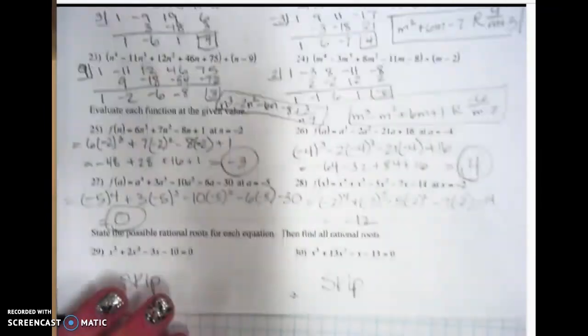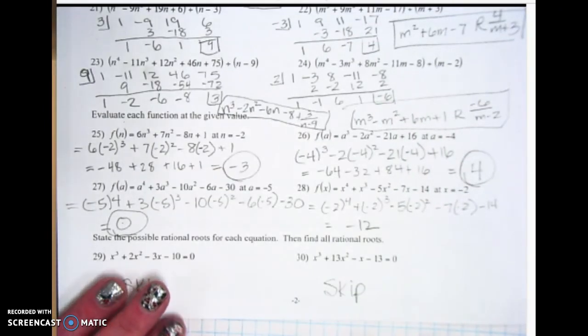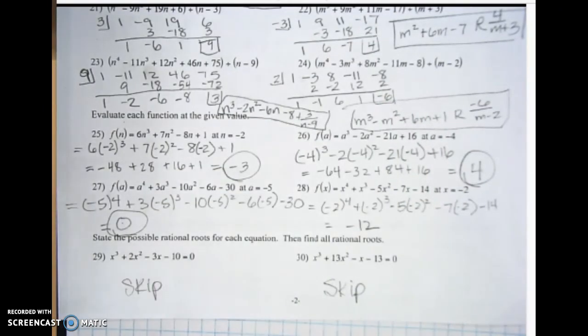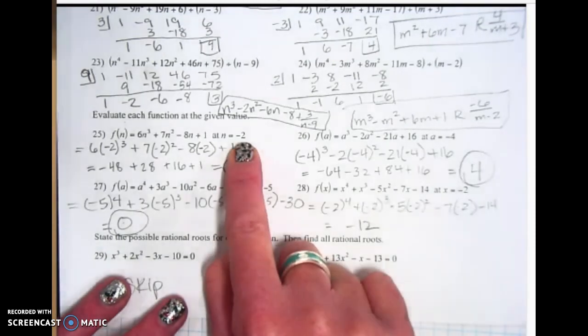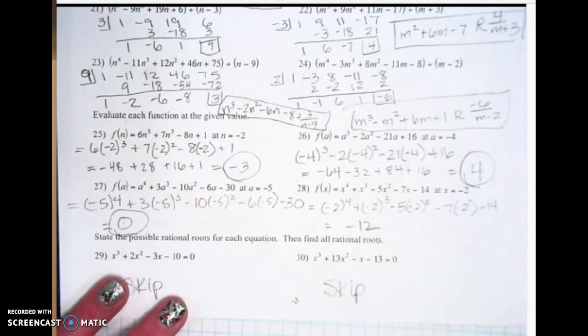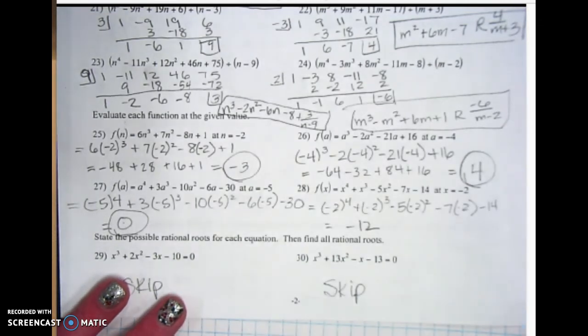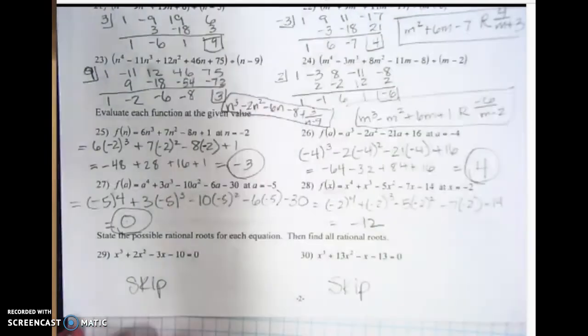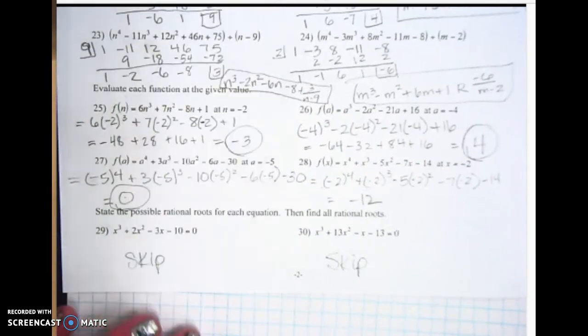Jumping down to 25 through 28, all you need to do is evaluate each function. So if they give you the number, you simply plug it in. Make sure you follow order of operations. If you need your calculator to help you do that, then use your calculator. Number 29 and 30, you can skip.